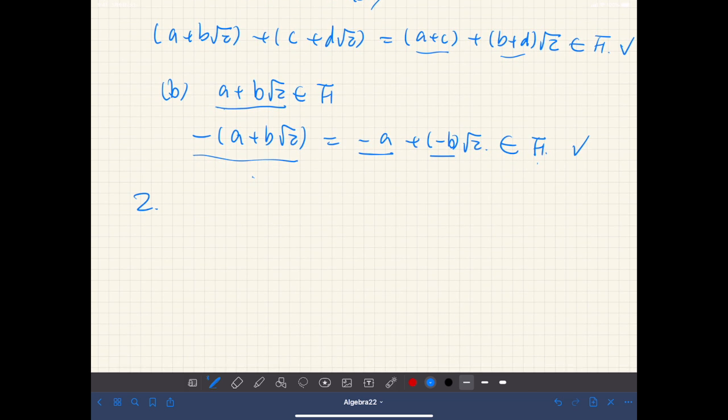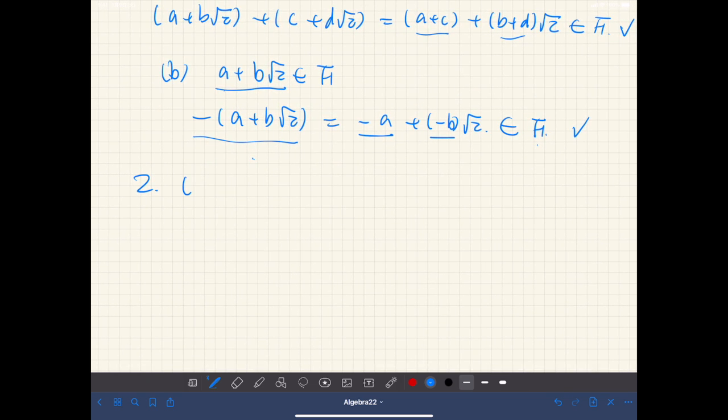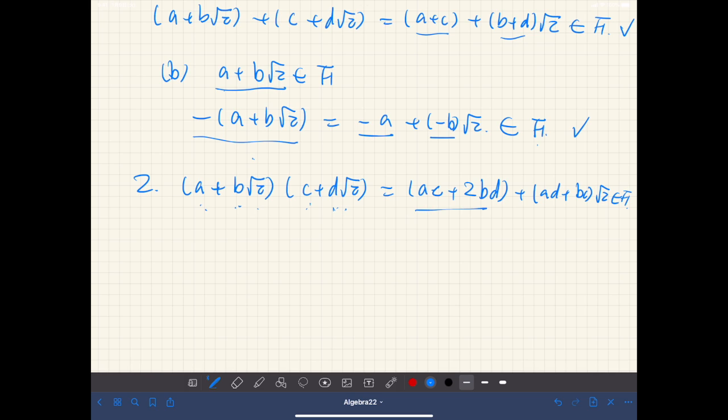So it's okay. Next, about multiplication. We also assume this. Okay, so let's multiply these two elements. And that will be ac plus 2bd, because of the square root of 2's, plus, let's see, ad plus bc, square root of 2, which is in F. Both of these numbers are rationals, so this is an element. So it's closed under multiplication.